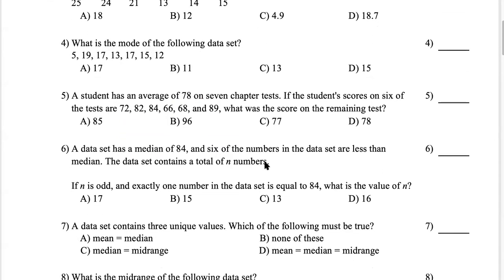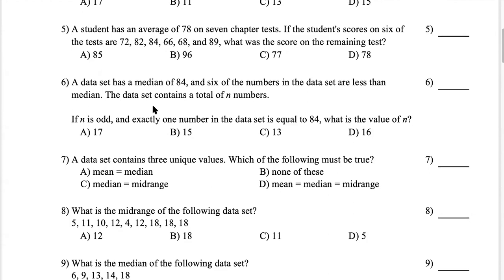Now, number 6. A data set has a median of 84. 6 numbers in the data set are less than the median. The data set contains a total of n numbers.